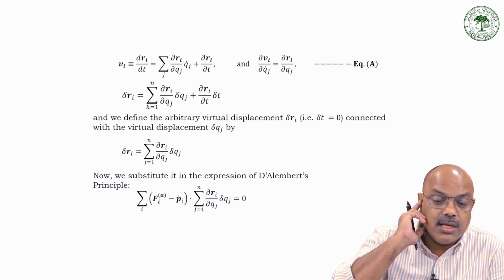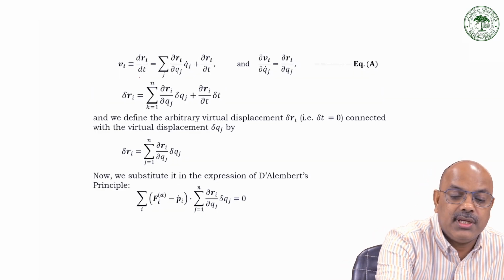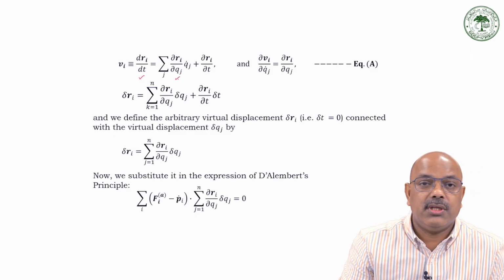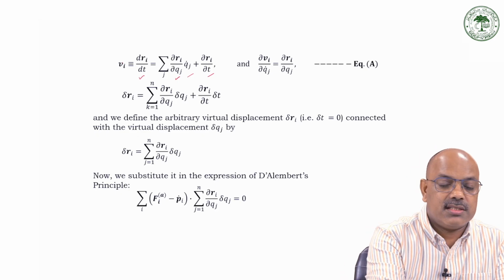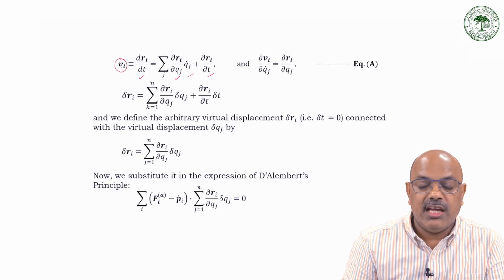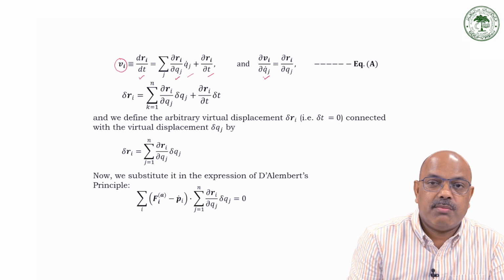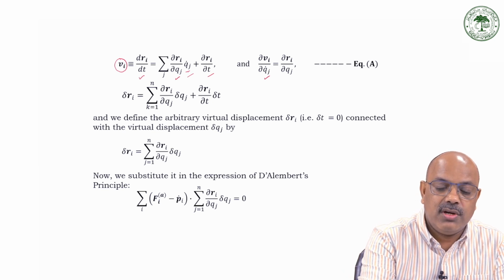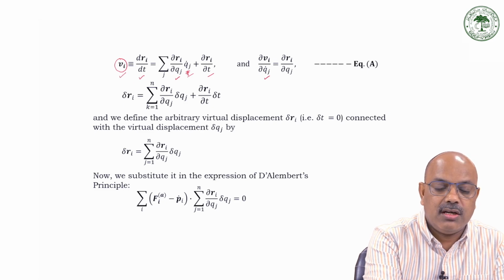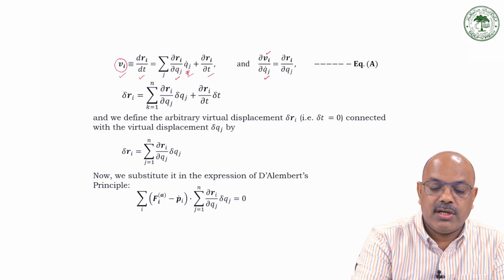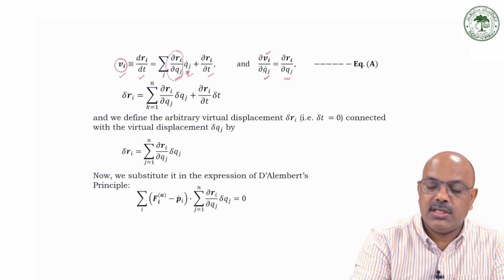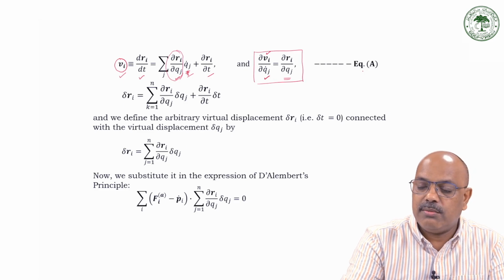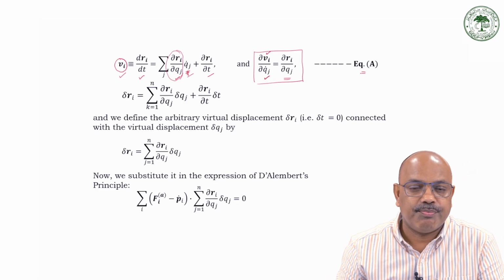This is one step. So I have Vi equal to delta Ri by delta Qj times Q dot j, plus delta Ri by delta t. Now if I partially differentiate this Vi with respect to Q dot j, Q dot is only at this place, so what is left is this quantity, delta Ri upon delta Qj. This is an important relation we are going to use, so I am taking it as equation 1.